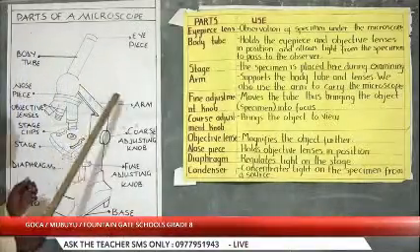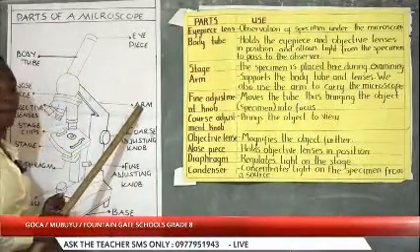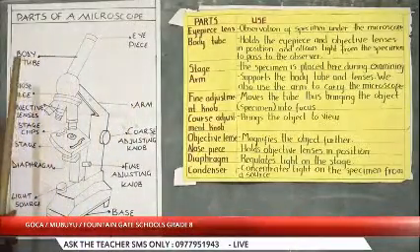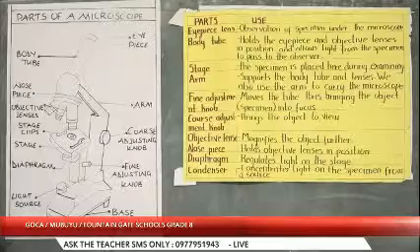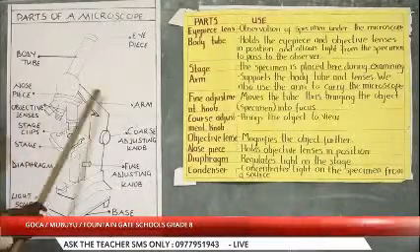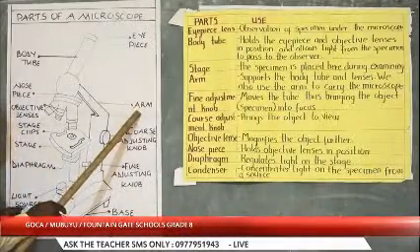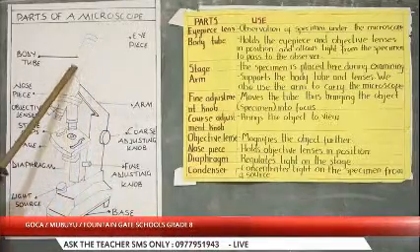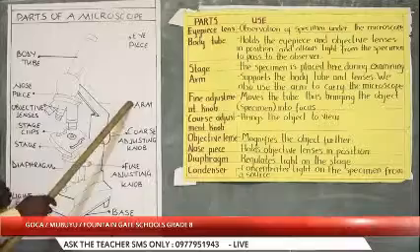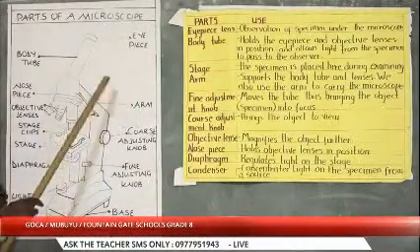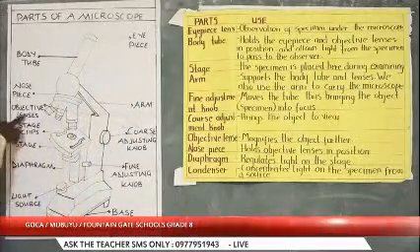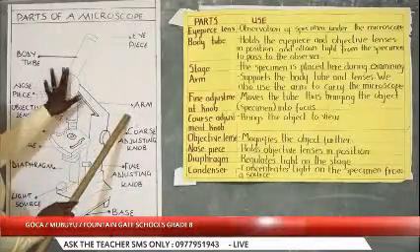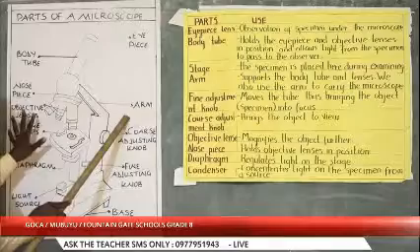The next thing here is the arm. What is the arm used for? Okay, so it supports the body tube. It supports what? The body tube. And we said the body tube is this. So the arm supports the body tube and lenses. Where are the lenses? We have the objective lenses here. So the arm supports the body tube and the objective lenses.